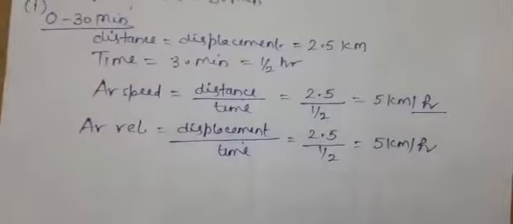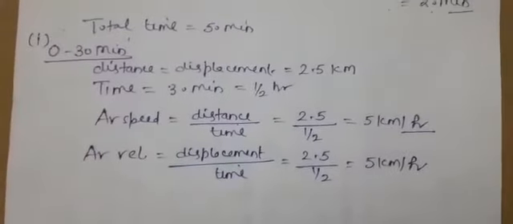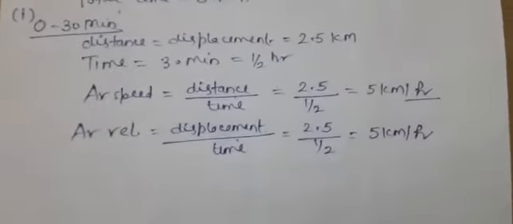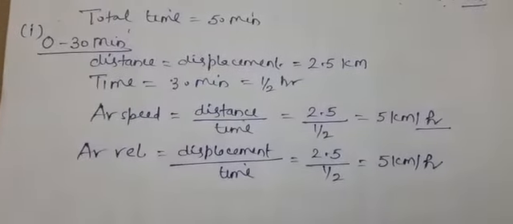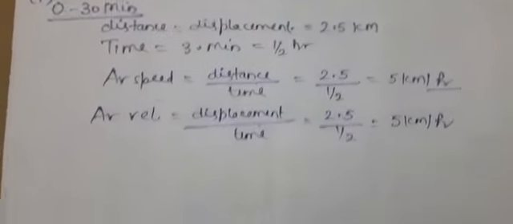So corresponding to the first interval, there will be no change in speed and velocity. Average speed and velocity are the same. Why? Reason being distance equal to displacement. This is a simple step. Second point.